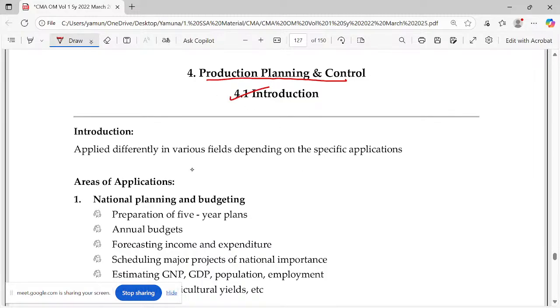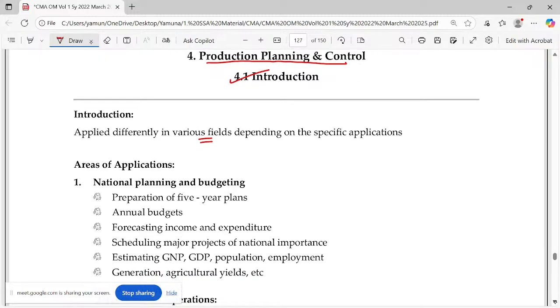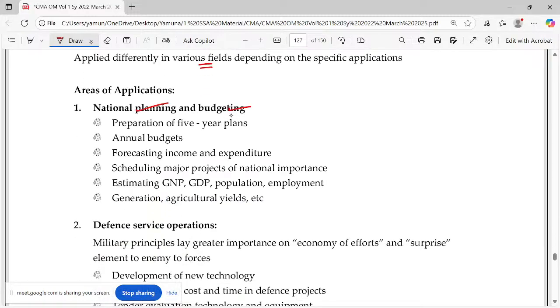When we talk about production planning and control, we need to apply this concept in various fields. In which areas will we be applying it? National planning and budgeting. Yes. Please don't think of this as an OM paper. Just think of this as a normal paper. Right now we are going to apply this planning: preparation of five-year budgets, annual budgets, forecasting income and expenditure. This is all completely national, completely related to the government side. How you're going to schedule major projects of national importance, how you're going to estimate GNP, GDP, the complete macroeconomic side, so generation, agricultural yields and all.